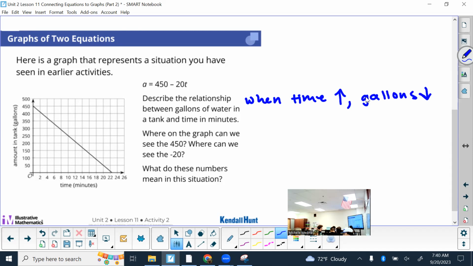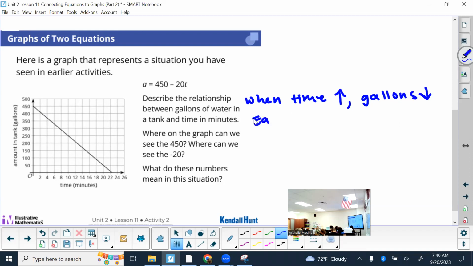Do you know how to tell if that's true? Well, let's see. Time is on the x-axis, usually some form of time is on your x-axis, and as we go to the right, the numbers get bigger. What's happening on our graph? The amount of gallons is going down. So yeah, I would agree with that. Did anyone describe it differently? Parker?